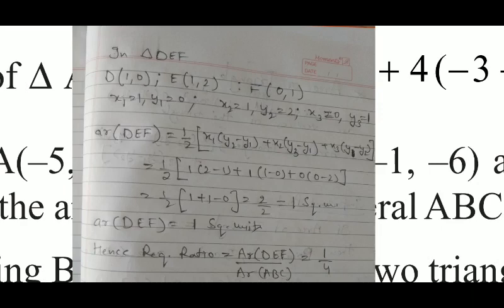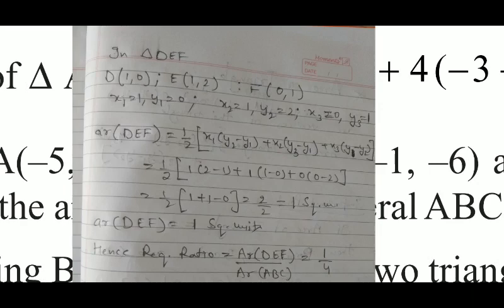Now we put the values of the coordinates of D, E and F in the formula, and we know the formula to find the area of the triangle. After putting the values of x1, y1, x2, y2, x3, y3, we get 1 by 2 into 1(2 minus 1) plus 1(1 minus 0) plus 0(0 minus 2). Simplifying this equation, we get 1 by 2 (1 plus 1 minus 0), which equals 1 square unit.